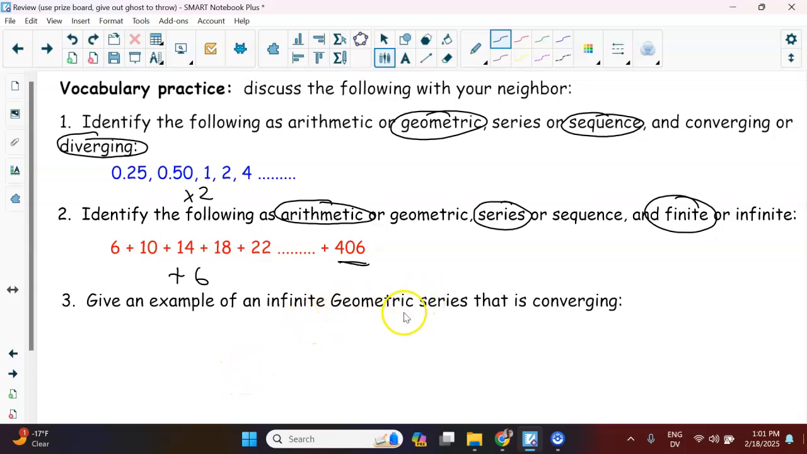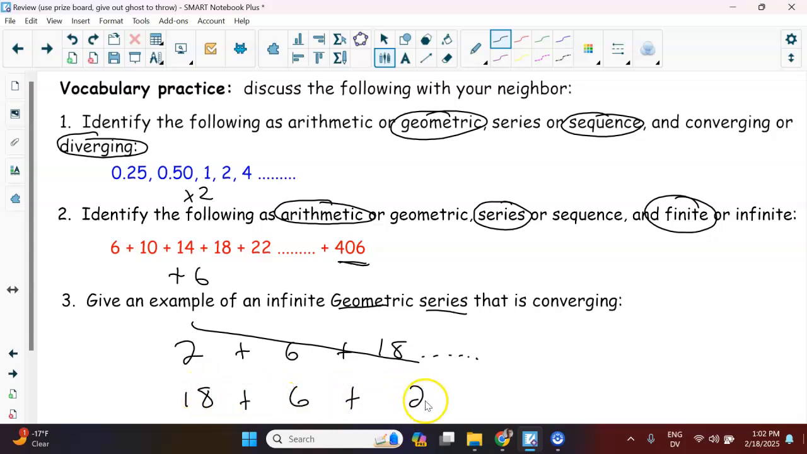Okay, so an example of infinite geometric. Geometric is just a multiply or divide, and series means add them up. So if we started with like 2 and went times 3 or something, and we're adding those up, that would be diverging. So converging has to be getting smaller. So maybe if we just straight up reverse that, if we went 18 plus 6 plus 2 plus 2/3, we're just dividing by 3 or timesing by a third here.